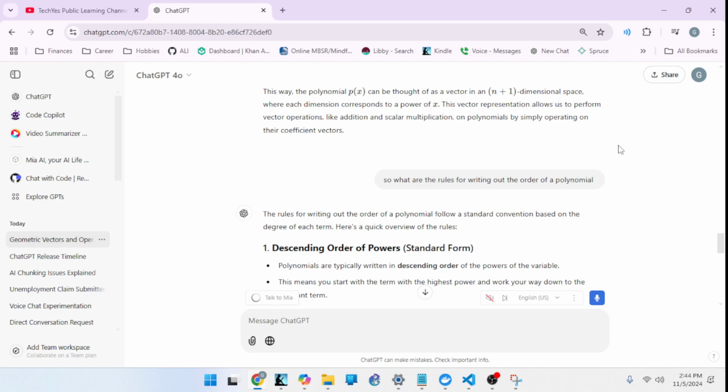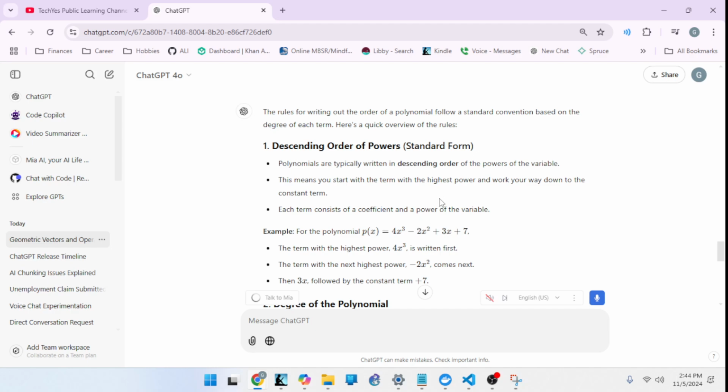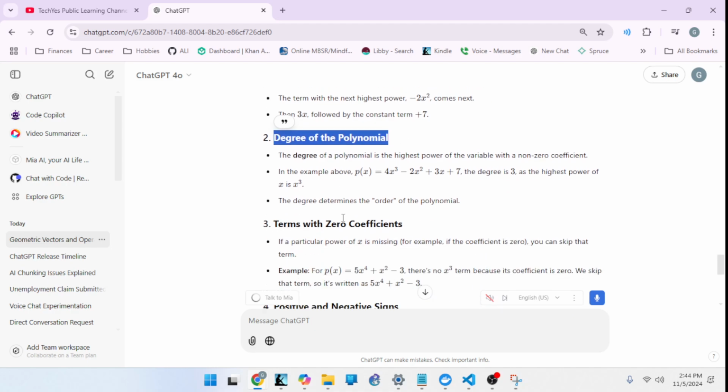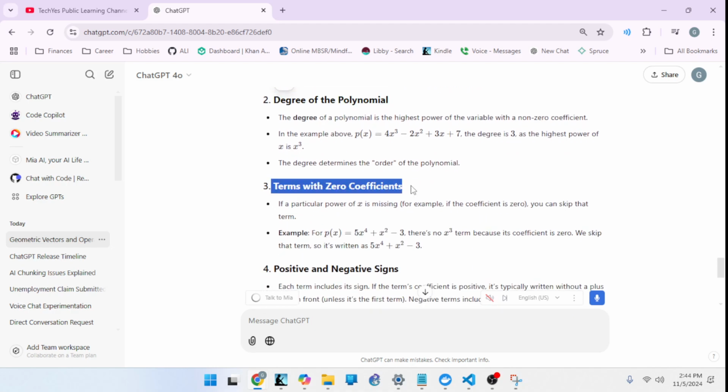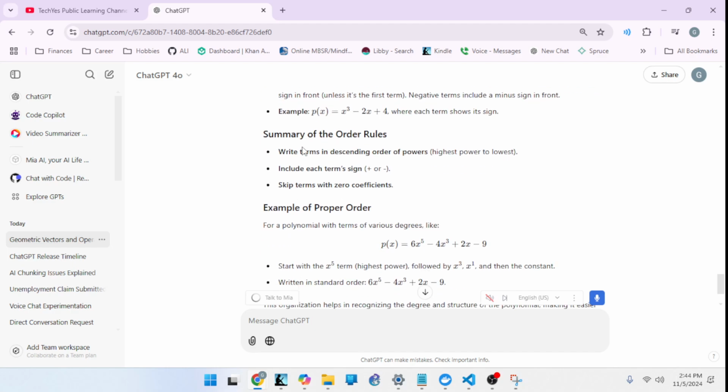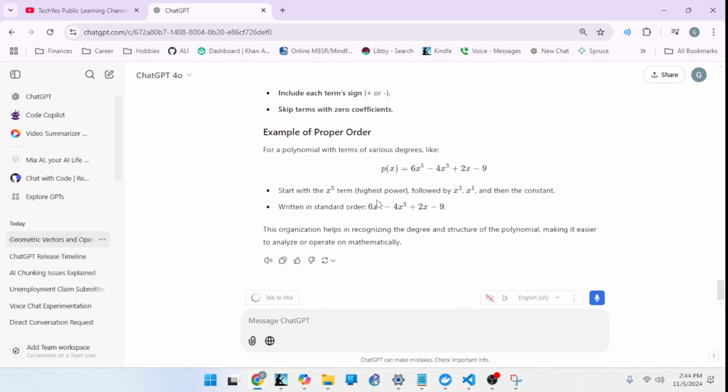Right, so here's the rules for that. It's based on the degree of each term. So descending order of powers, degree of the polynomial, terms with zero coefficients, positive and negative signs. So there we go. There are lots of rules.